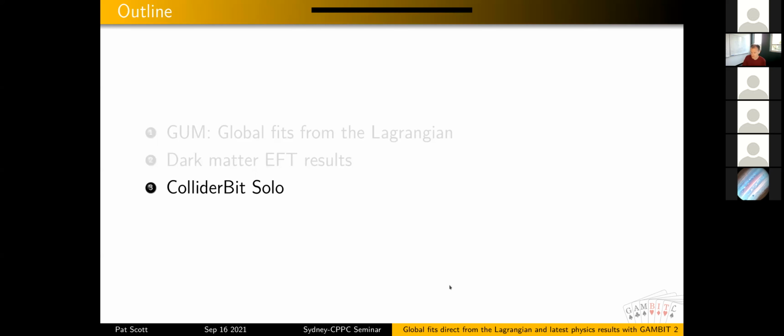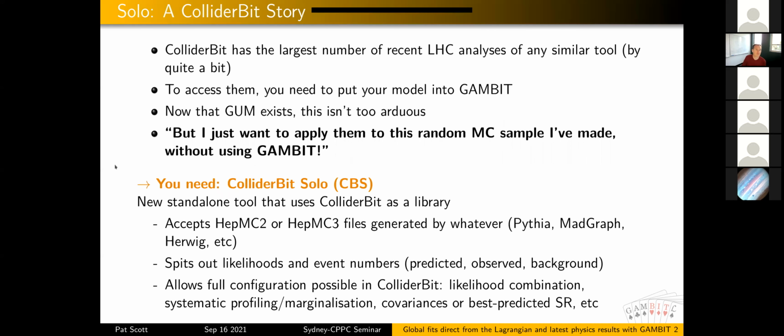Okay, so I'll say something in about four or five minutes about this thing, ColliderBit Solo. ColliderBit has quite a large number of LHC analyses, in fact the most of any similar tool. By similar tool, I mean also MadAnalysis and CheckMATE. But in order to access them, you actually have to put your model into GAMBIT. I've just told you about GUM, so it's not too arduous anymore. There's a relatively straightforward pathway for doing that.